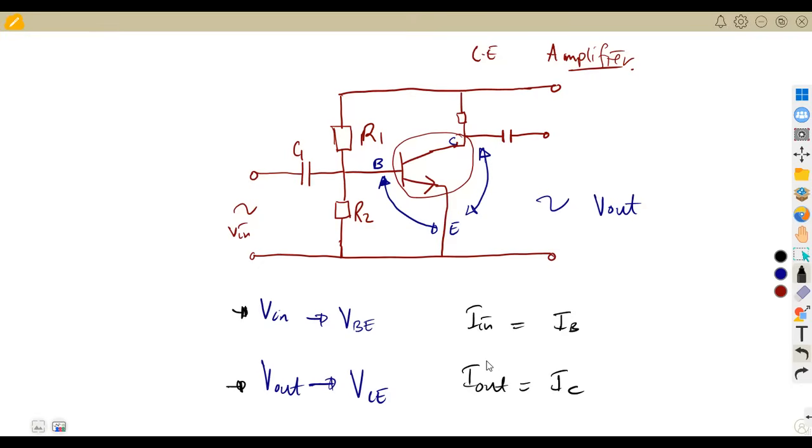It's different from a common base. If I talk about a common base, we shall see that the other things will be different. We shall talk about that, but here I want to focus on the common emitter.